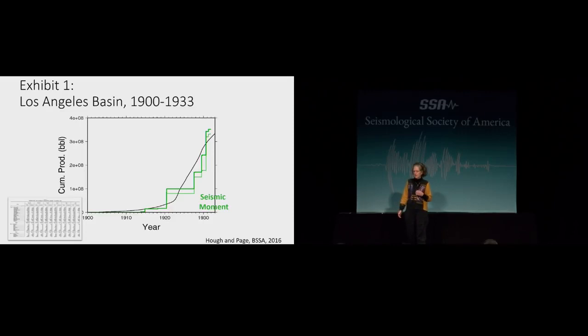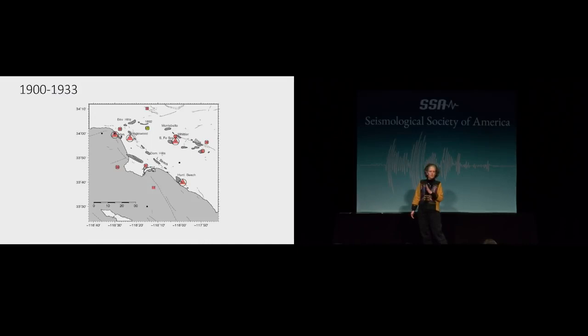So this is exhibit one: as cumulative production, the black line, ramped up in the LA basin, the seismic moment release measured two different ways, shown in green, ramped up right along with it. If you look between 1900 and 1933, there is a spatial and temporal association between essentially all of the significant earthquakes and oil production in the various fields, as shown here.